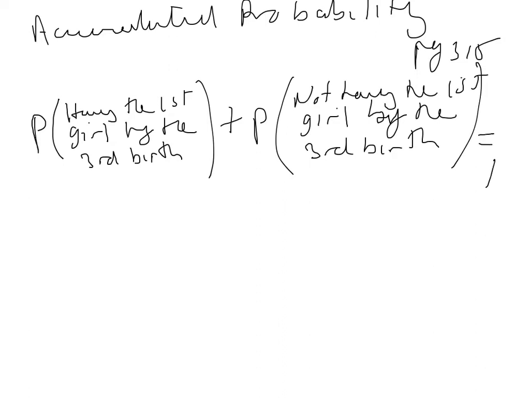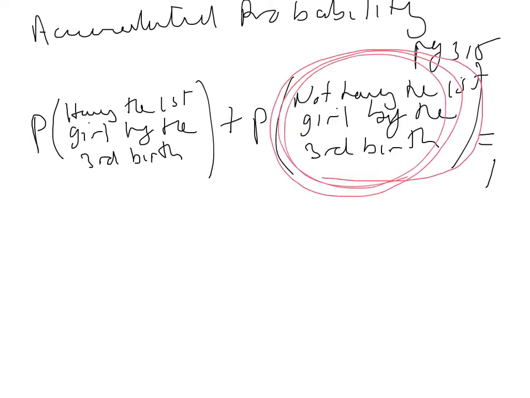Alright, well look, this is what we want to do. If we can find the probability of this term here and take it away from 1, then we're going to find the probability that we're after. That makes sense, doesn't it? Alright, well, can we do that? Oh, yeah, look.